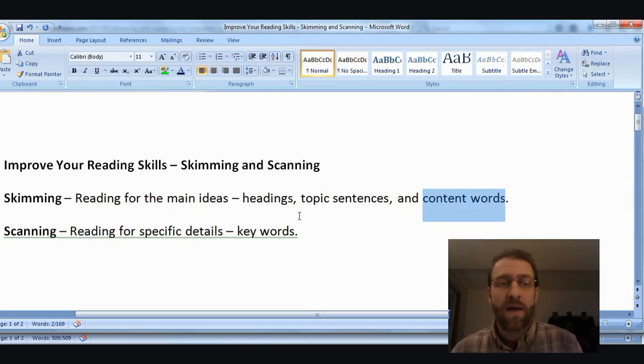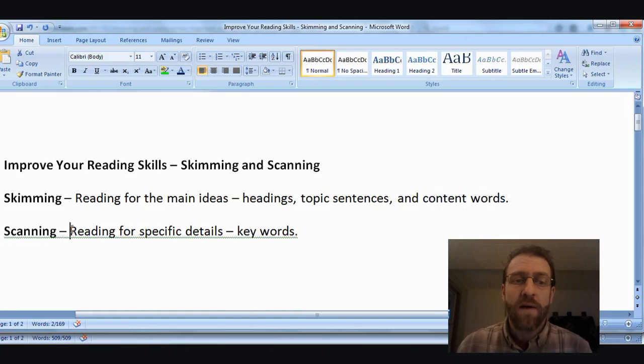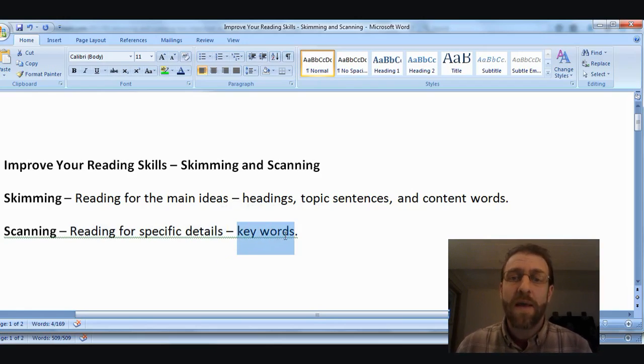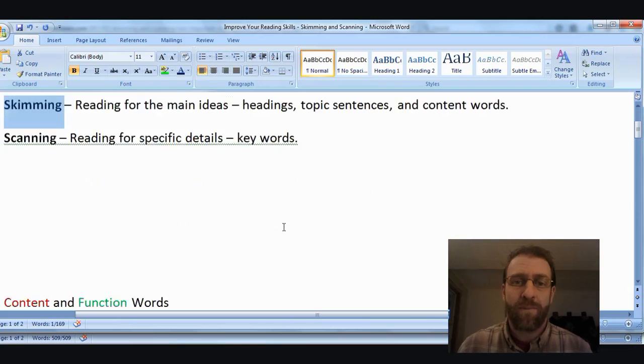Alright, now scanning, on the other hand, is quite different. Scanning is reading for specific details. So again, you're not reading everything on the page, but rather you're looking for one specific piece of information. A good example is looking for a phone number in the phone book. Of course, you don't read the whole phone book, but rather you look for what we would like to call keywords. Now, keywords are excellent. They're like clues that help you find what you're looking for. So let's begin with skimming. Let's take a look at skimming first, and we'll see a little example.